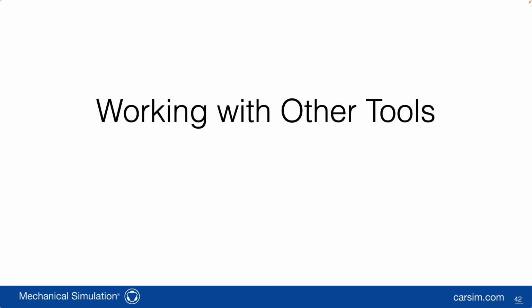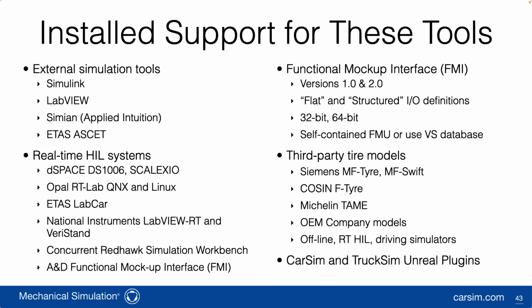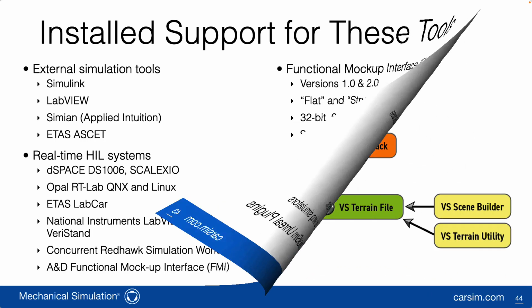Now, the last thing I want to talk about is working with other tools. And there's not that much that we've added because we have pretty good support to begin with. These are the tools that we have with installed support. You don't need to do anything extra for Simulink or LabVIEW or Simian, ETAS, ASCET for the real-time systems. You've seen that all the parts are in there. For functional mock-up interface and FMUs, we support 16 possible ways of doing it. And we have support for popular third-party tire models. Also the plugins for Epic Unreal. So those are already there, but we did make a few improvements.